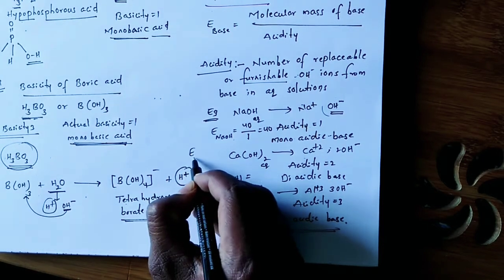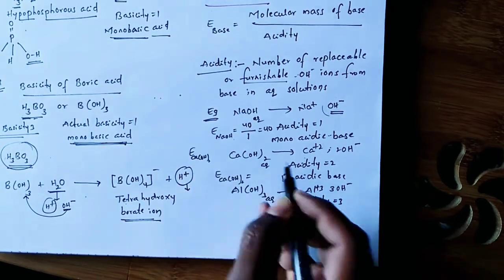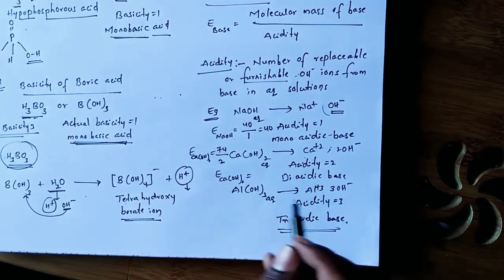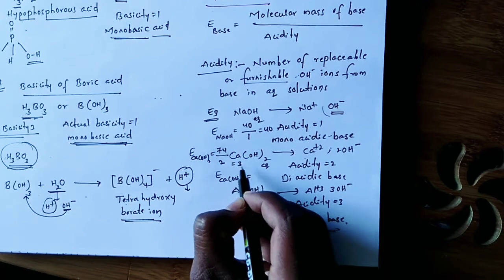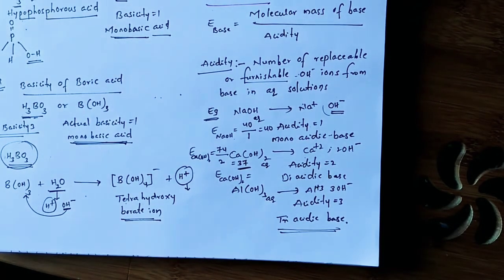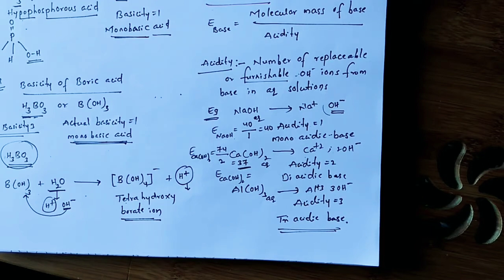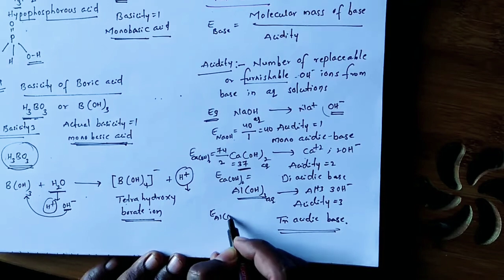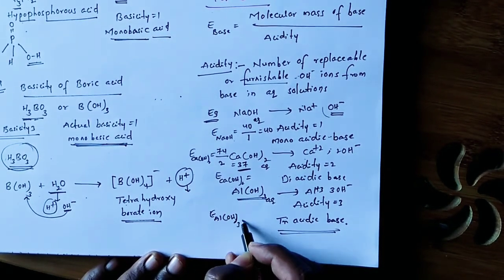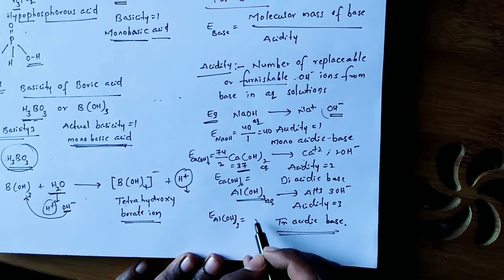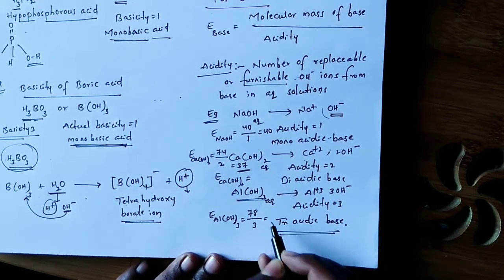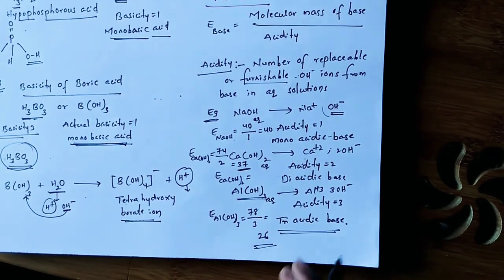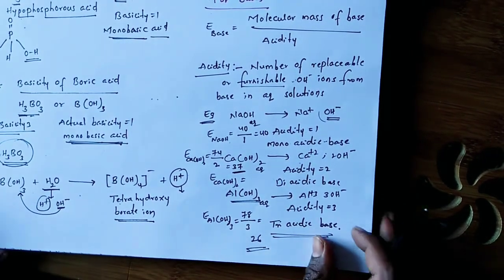Equivalent weight of calcium hydroxide is equal to its molecular weight 74 by 2, that is 37. The equivalent weight of calcium hydroxide is 37. What is the equivalent weight of aluminum hydroxide? Equivalent weight of aluminum hydroxide is equal to its molecular weight 78 by 3, that is 26. So equivalent weight of aluminum hydroxide is 26.